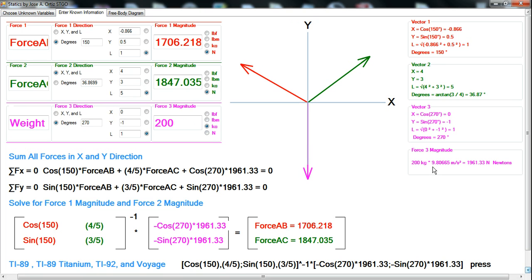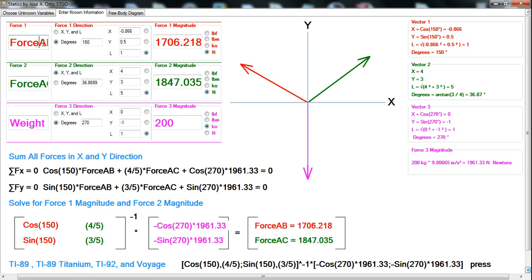So here we calculate the newtons. So 200 kilograms times the acceleration of gravity, which is 9.80665 meters per second square, and that gives you 1961.33 newtons. So just keep that in mind when you have kilograms. You have to convert them to newtons.